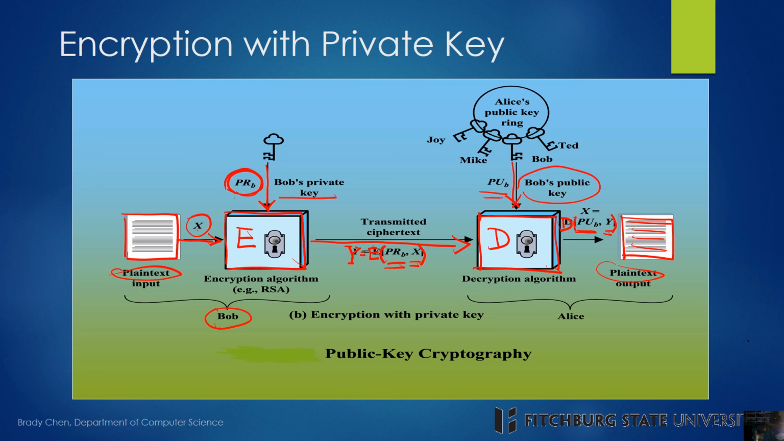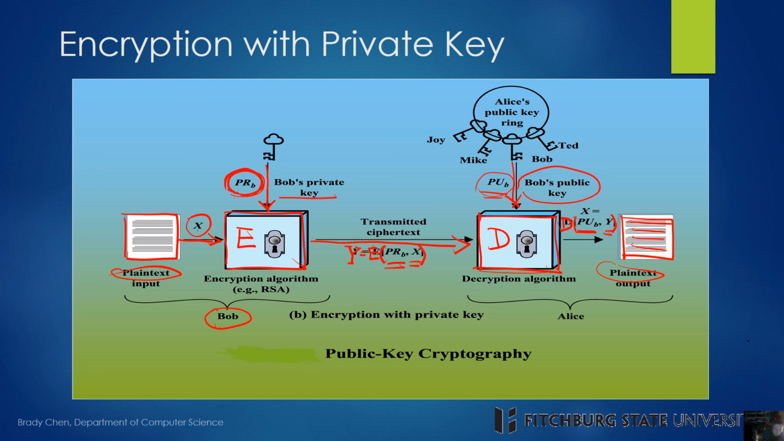Can we keep the message secret in this case? You may ask that question, right? The answer is no. Why is the answer no? Because Bob encrypted the message using his private key, so Alice decrypted the message using Bob's public key. Now the problem is Bob's public key is not a secret. It's not a private key. It's basically open to everyone. So if anyone wants to get Bob's public key, they can.